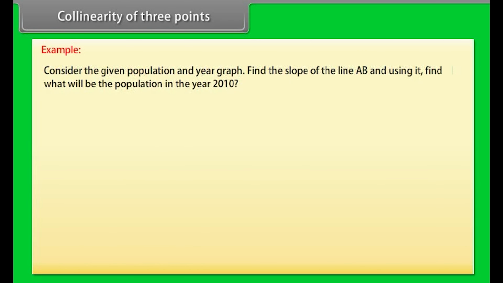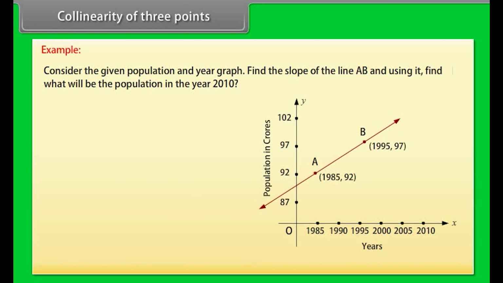Example. Consider the given population and year graph. Find the slope of the line AB and using it, find what will be the population in the year 2010. Solution.